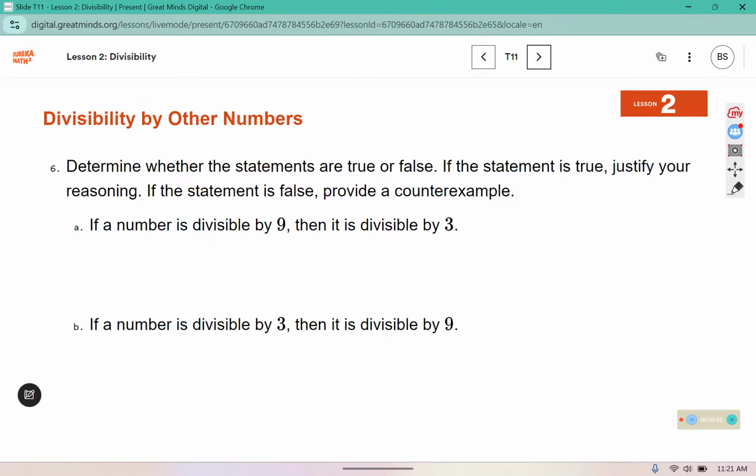Six, determine whether the statements are true or false. If the statement is true, justify your reasoning. And if the statement is false, provide a counterexample, meaning something that shows why it's false. If a number is divisible by 9, then it is divisible by 3. That is true. And we need to justify.